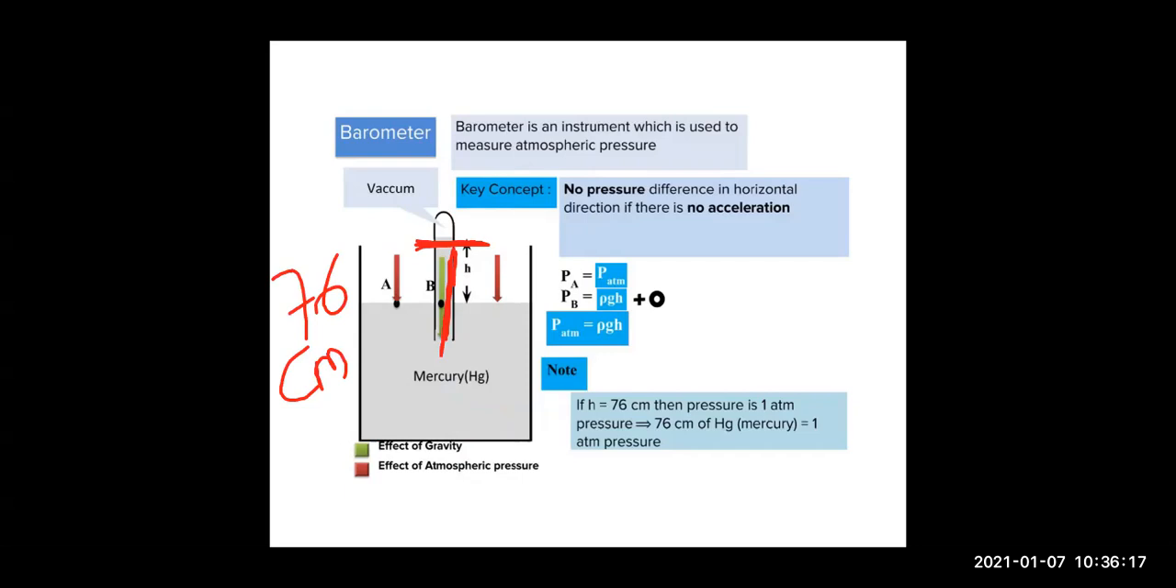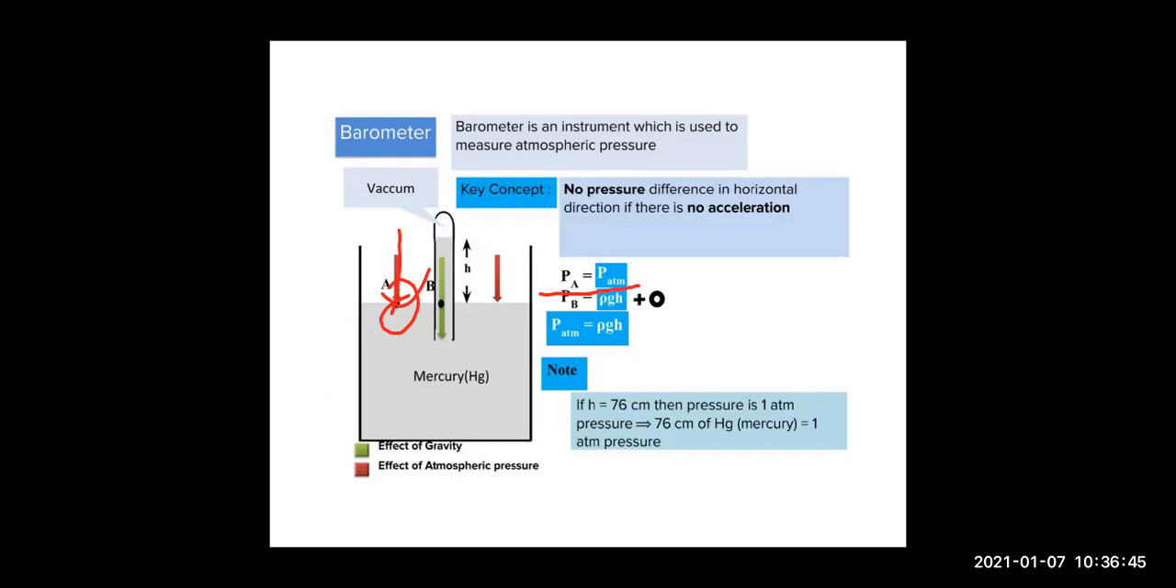Now, let us suppose 2 points, point A and point B. As points A and B are at the same height, that is 76 centimeter, right? Now, this point A is exposed to air, so the pressure at A will be equal to the atmospheric pressure, right? So PA is equal to P atmosphere.